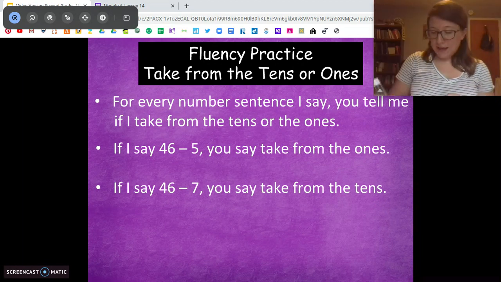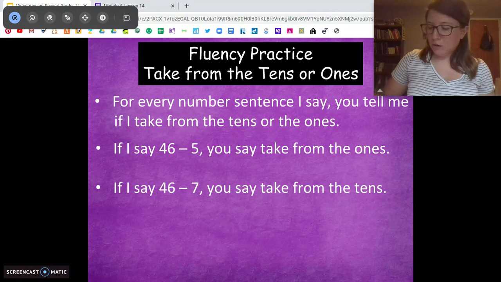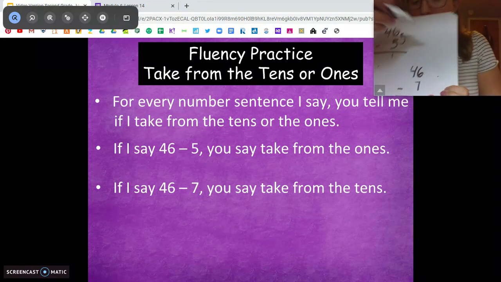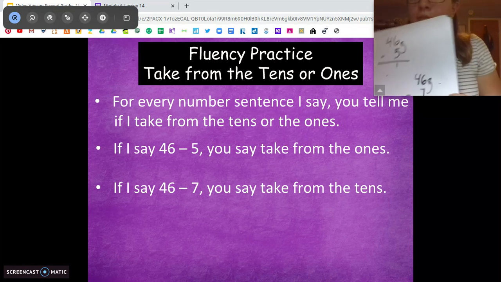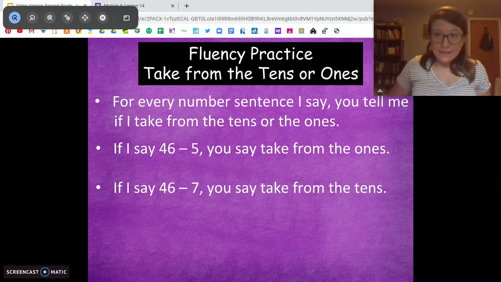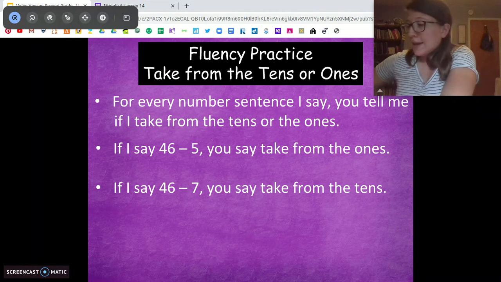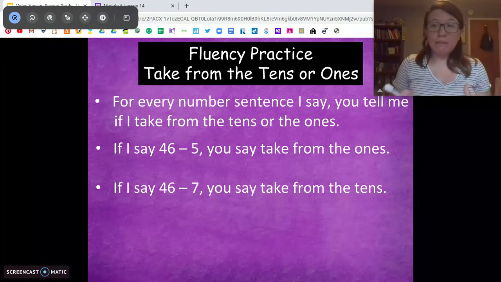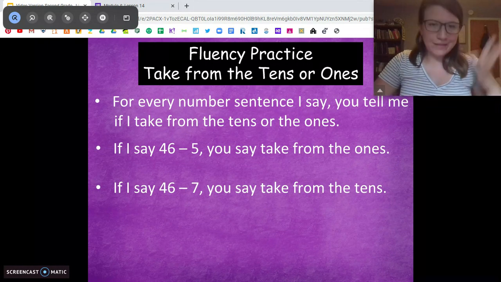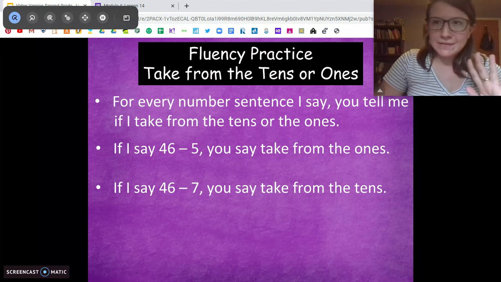But if I say 46 minus 7, let me set it up the vertical way. Look at that one down there. Can I take 7 away from 6? No, right? And that one I'm going to take from the tens. So for these problems, if you want to pause and set them up in vertical method on your paper so that you know what we're taking from, take your time and do that. Otherwise, if you can just look at it and know it, you can tell me then too. Whatever works for you, you have plenty of time.